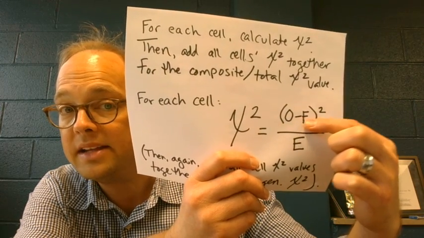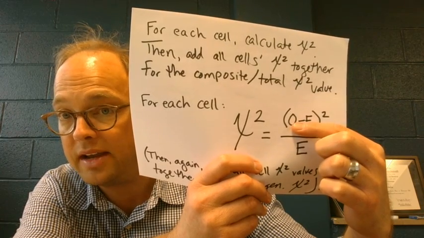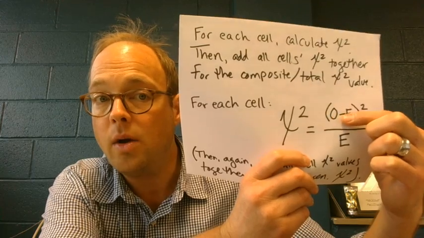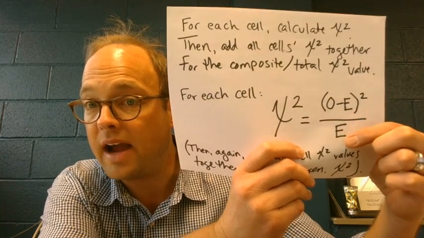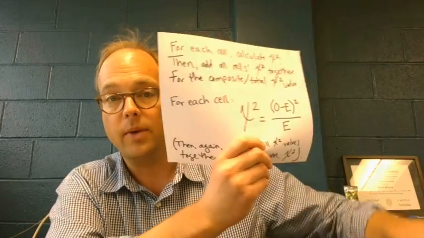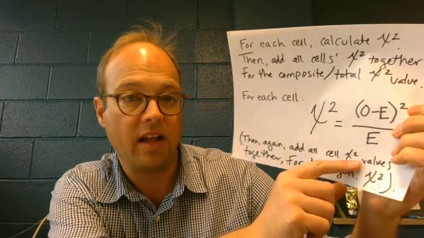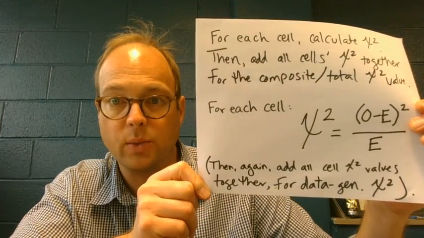O minus E: whatever number is in observed, that's just how the data fell. That's our observed frequency. You're doing this for each cell. O minus E for the cell, square that difference, divide by E. Then again, add all cell chi-square values together for the data-generated chi-square value.